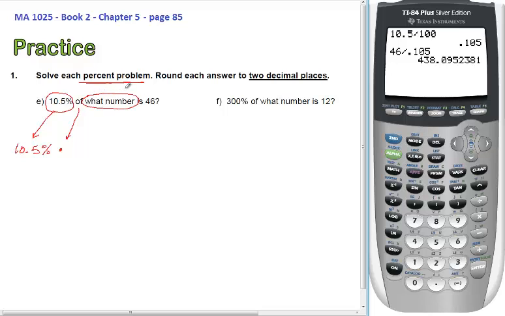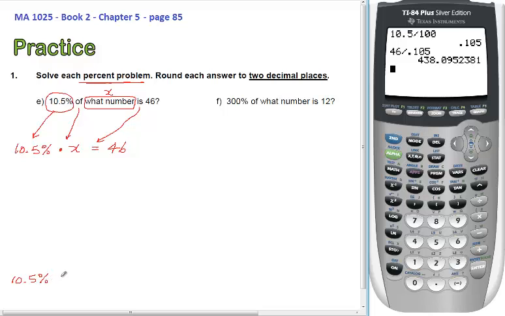We don't know the number. What's the most common variable we've used for an unknown? So here's our unknown. What number? And the most common variable we've used is x. So we're going to replace that with x. So 10.5% times, which is of, x. Now the word is translates to an equal sign and then 46. So that's my equation.